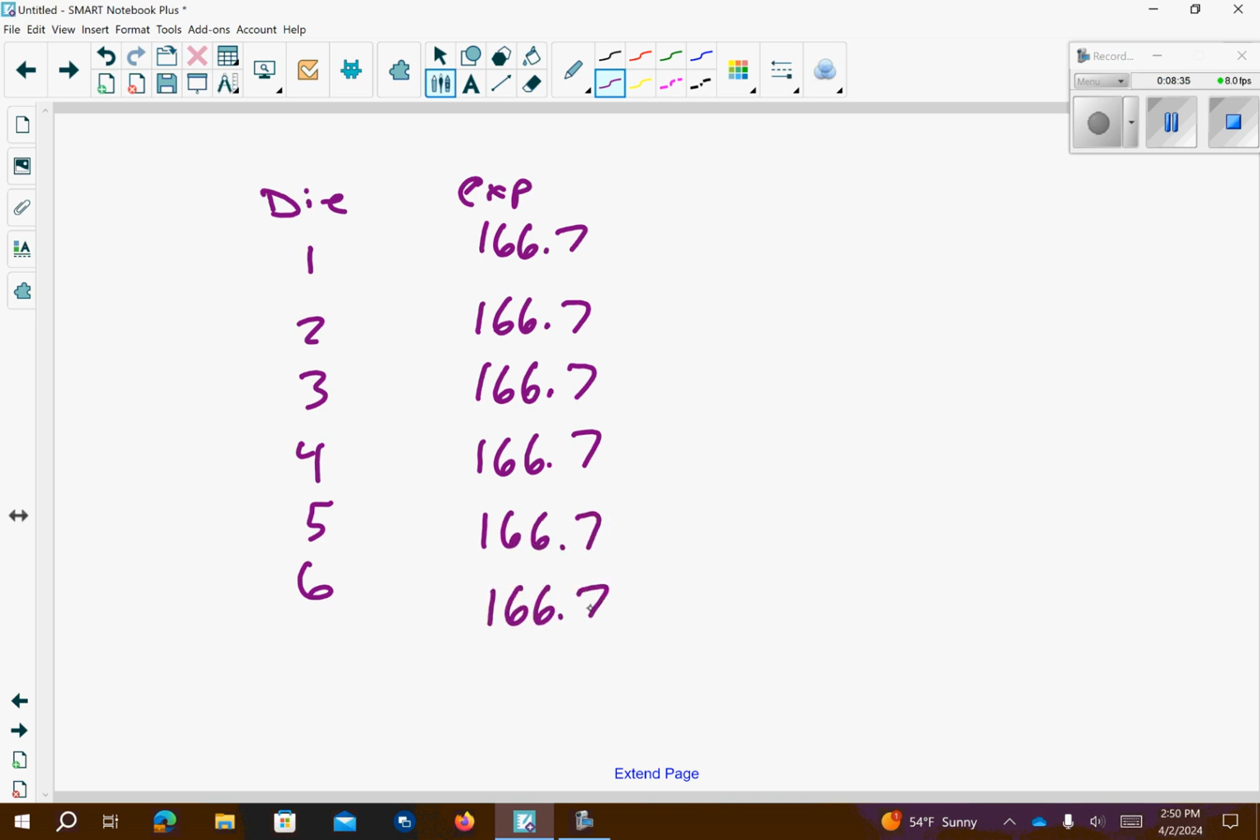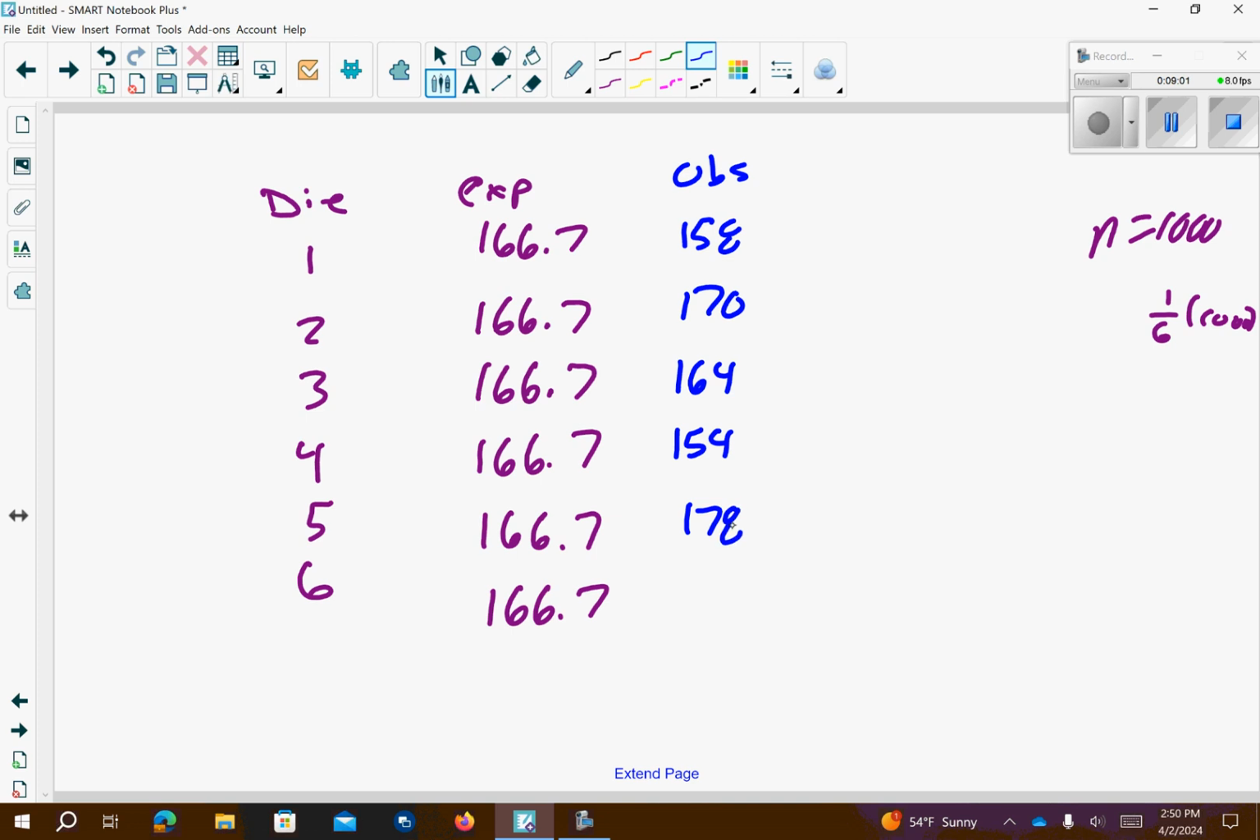And this is what happens if I had my sample of 1,000 rolls. What I did is I did 1/6 of 1,000 to get those expected values. And then my observed values, I got 158, 170, 164, 154, 178, and 176. So remember, my chi-squared test is going to be observed minus expected quantity squared over the expected. So if I want to find my chi-squared, I could easily do that.